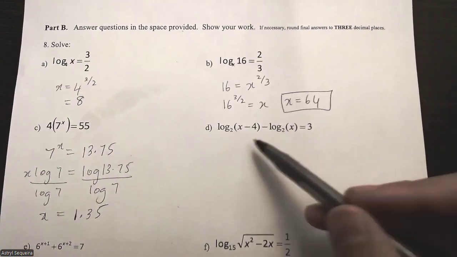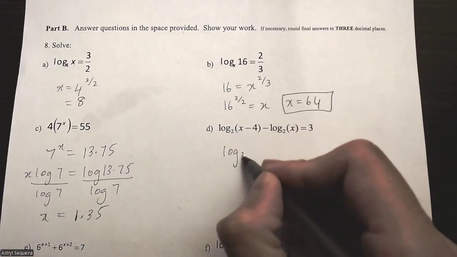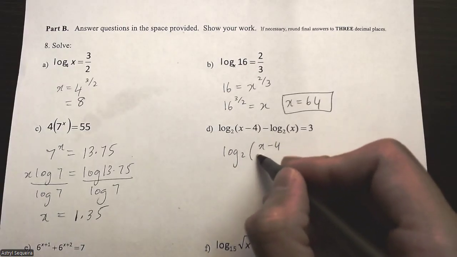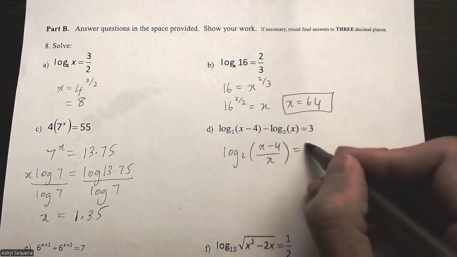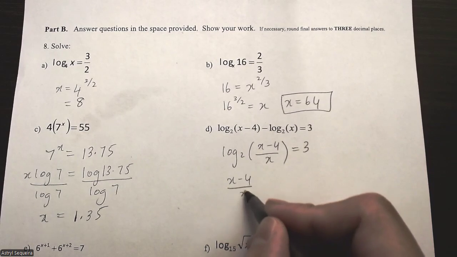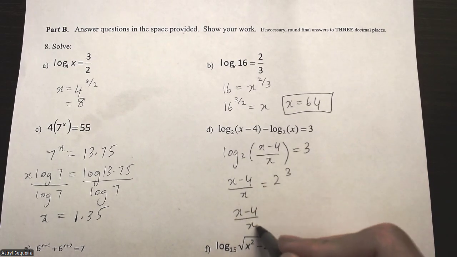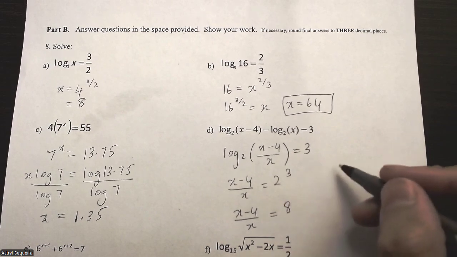Next one here, I gotta combine these two logs. So log 2 of x minus 4 over x equals 3. Then I'll move the base to the other side. So x minus 4 over x equals 2 cubed. x minus 4 over x equals 8.